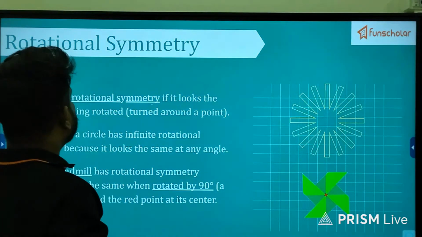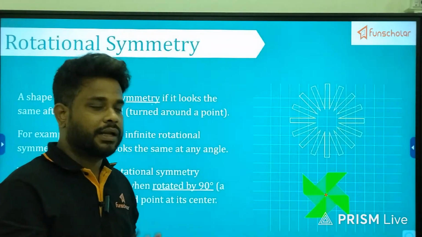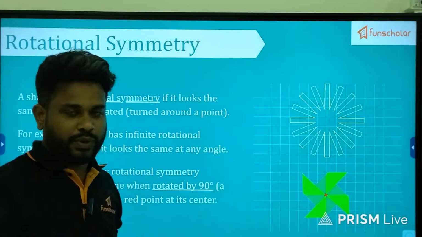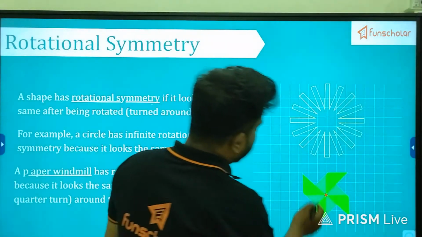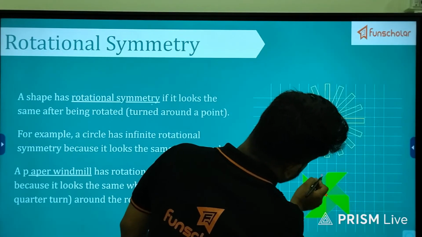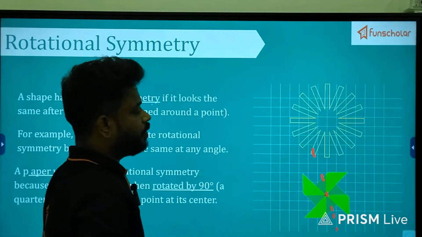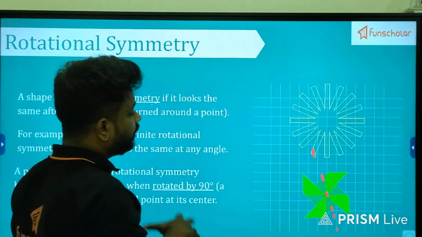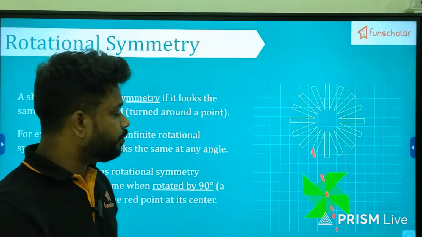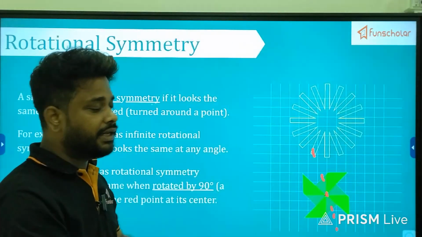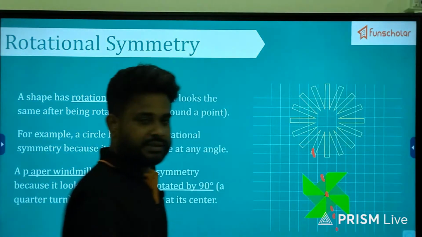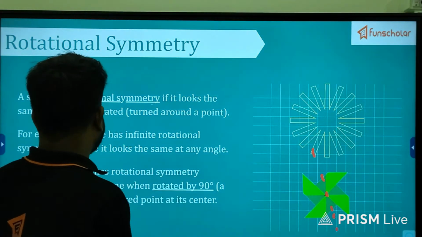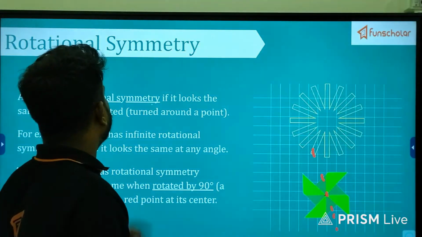Okay, and rotational symmetry also has other examples, like a windmill. We have all played with a paper windmill in our childhood. Okay, and this type of paper windmill also has rotational symmetry because it doesn't matter in which direction you rotate it. After rotation, it will have the same size and figure on each side. So a paper windmill is also an example of rotational symmetry.